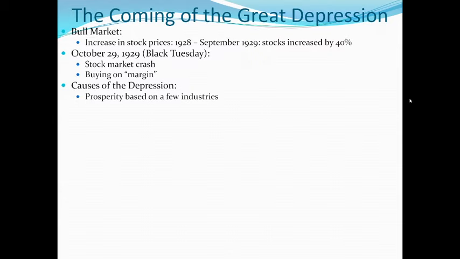We have prosperity based on only a few industries. So even though on the outside it looked like the economy of the US was prospering greatly, that wasn't completely true, because this prosperity wasn't distributed among many different corporations and companies. It was only based on a few industries. So once those industries began to fail, it was very quick for the Great Depression to happen.